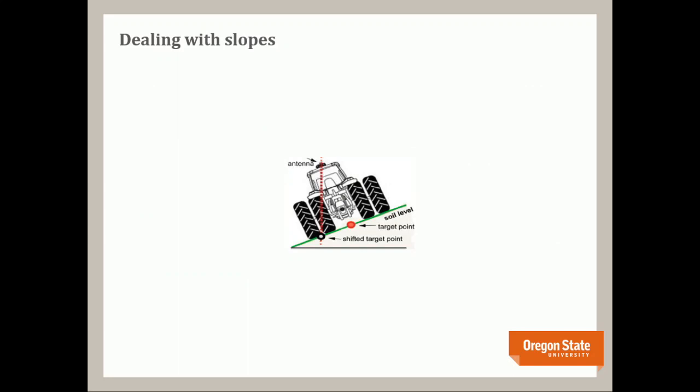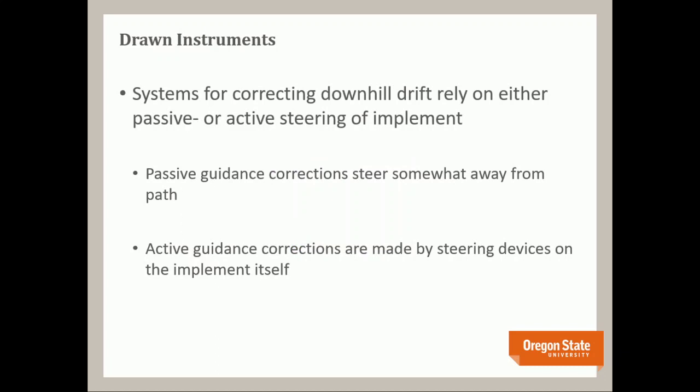Dealing with slope, the red dot here, the target point, describes the line where we want to apply the input or whatever operation we want to perform. But the target shifts due to the fixed line, which will not consider the slope or the slope level. So we need slope-based georeferencing actuators or sensors that will automatically work with that. Systems for correcting the downhill drift rely on either passive or active steering of the implement. Passive guidance correction steers somewhat away from the path. Active guidance corrections are made by steering devices on the implement itself.